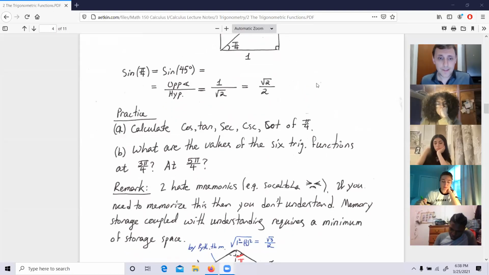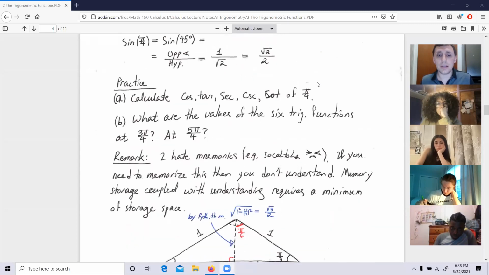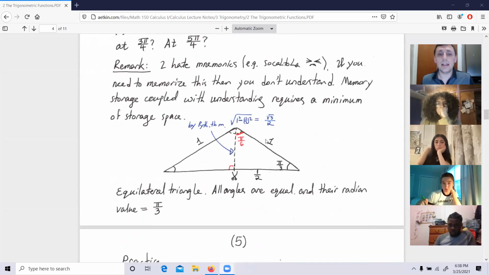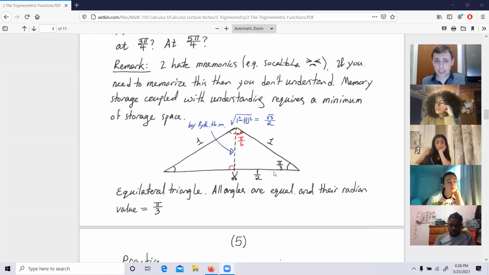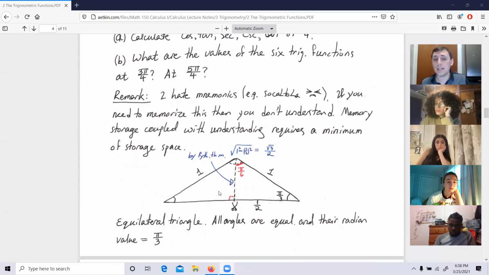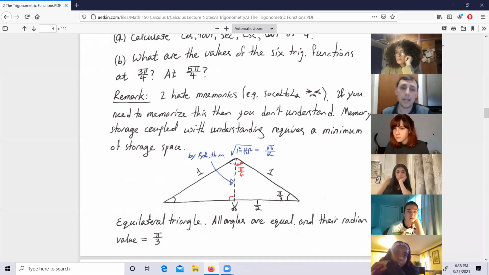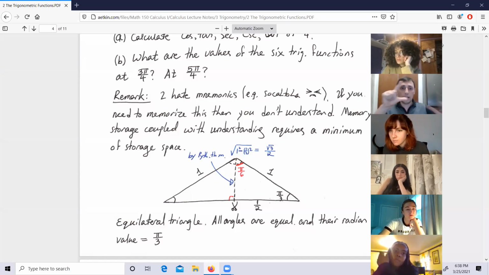Good. Now, what about other angles? Another angle can be easily obtained if I take an equilateral triangle. This picture is not quite good. It's not exactly equilateral, but in an equilateral triangle, guys, all the sides are 1. So this side is 1, this side is 1, and this side is also 1. Now, if the sides are all the same, the angles are all the same. Each inner angle is like any other inner angle of an equilateral triangle.